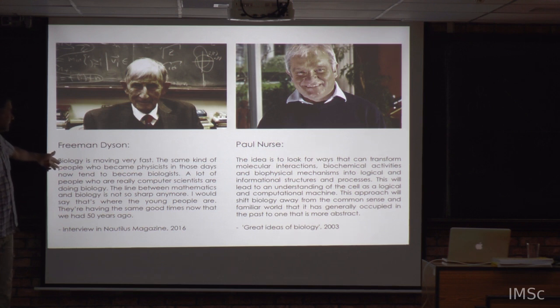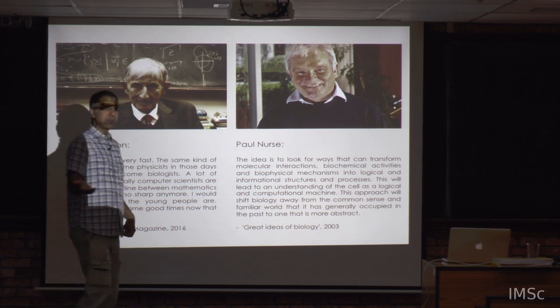So, he says in those days, so he is talking about the 1960s, I guess, people became physicists in those days. Those kinds of people tend to become biologists, in the sense they become interested in biology. A lot of people who are really computer scientists are doing biology. The line between mathematics and biology is not so sharp. I would say that is where the young people are. They are having the same good times now that we had 50 years ago. So, you are in a good place.